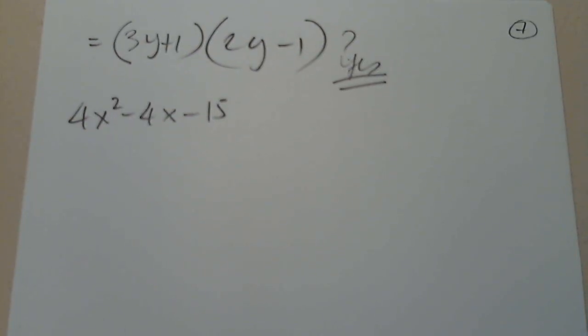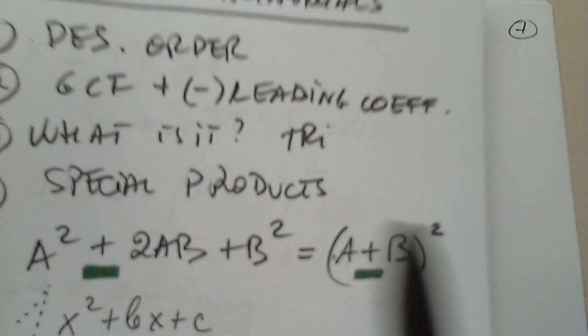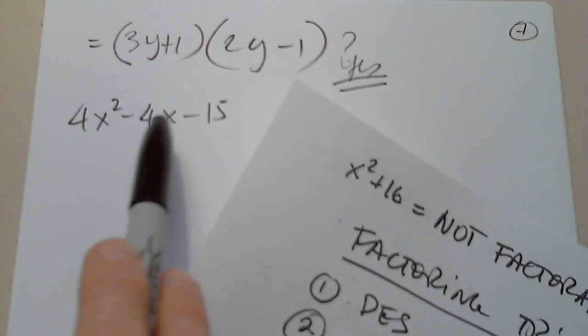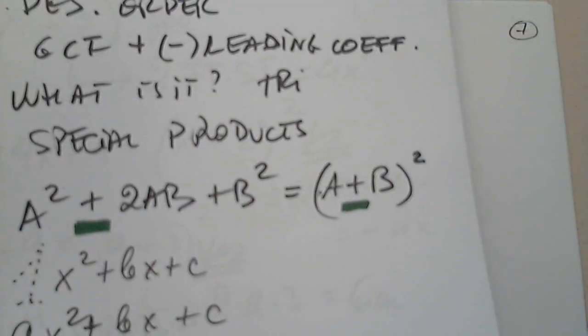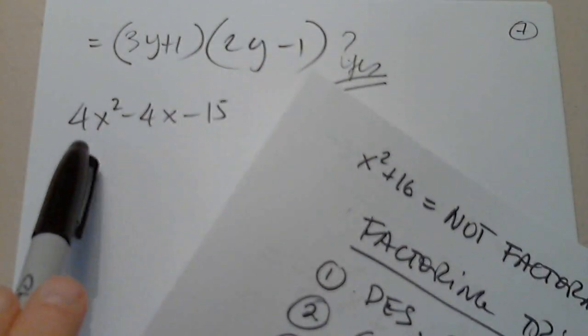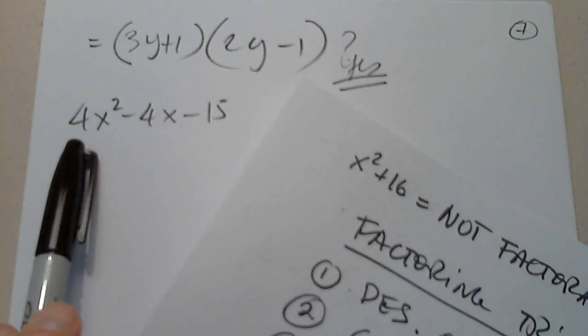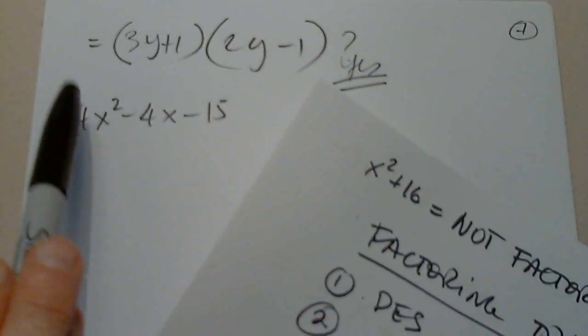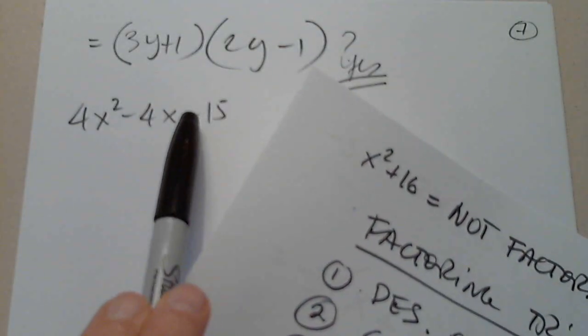Okay, I go through the steps. Please do not miss any. Descending order, yes. Greatest common factor, no. 4, 4, and negative 15 have no common factors. Negative leading coefficient, no. The leading coefficient is 4. What is it? It's a trinomial. Special product, no. This is a perfect square, but this isn't, and it's also negative.